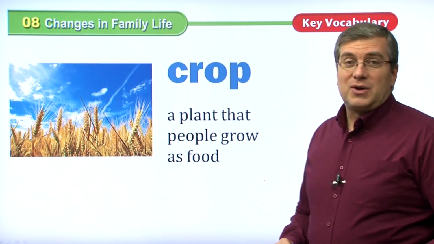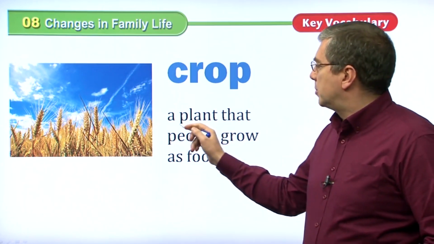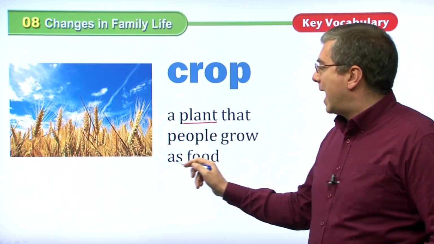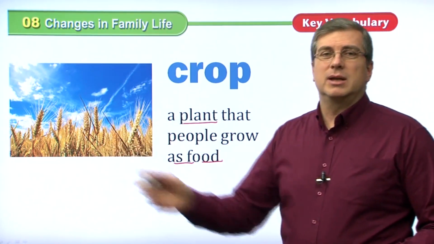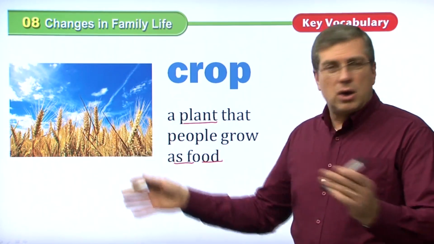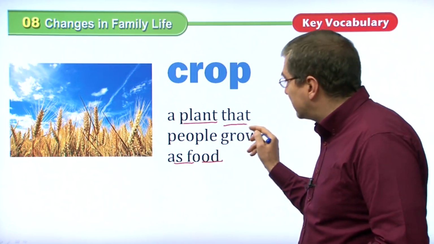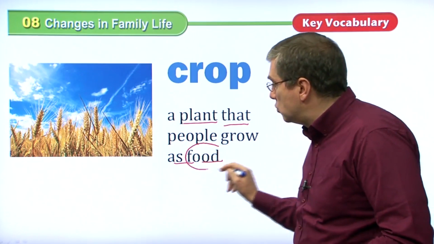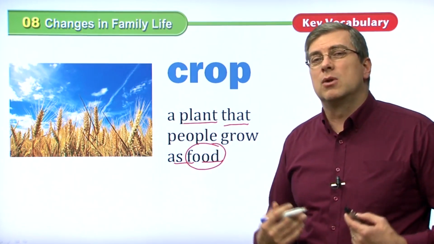Another word that we're talking about in this unit is crop. What is a crop? A crop is a plant that people grow as food. Not just any plant, right? We go out into nature and we look at plants. Not all the plants we find are crops, only the plants that people grow as food. Okay, for example, what are some types of crops that we grow as food?